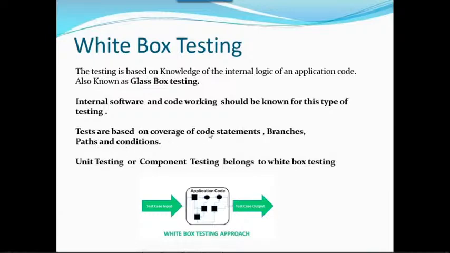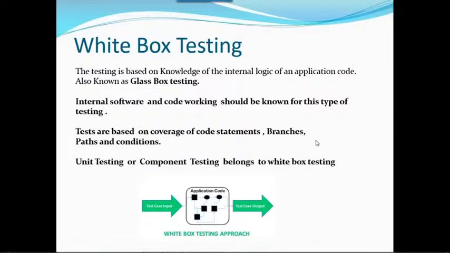The test is based on the coverage of code statements, branches, paths and conditions. The developer has to test all these things: whether the code statement is working correctly or not, whether branches, paths and conditions are working correctly or not, the if conditions, all the things. Don't worry, we never get involved in that. Generally, we can call white box testing unit testing. Whenever the development is done, the developer will do unit level testing. Unit or component testing belongs to white box testing. This is one of the most important interview questions, guys.